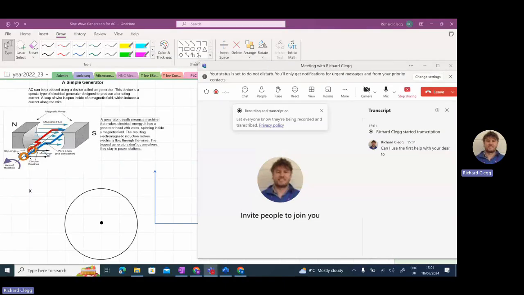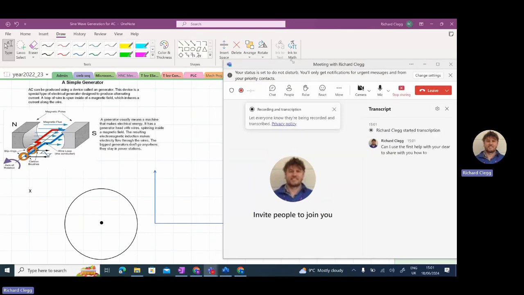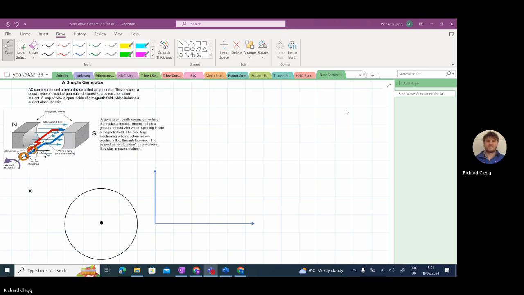Okay, this is the first helper video to share with you how to create a sine waveform of electrical energy from a rotating mechanical energy. So mechanical energy would be transferred into electrical energy by using a simple generator shown on the top left corner there. So that would spin round and create a waveform. So the waveform would be generated.